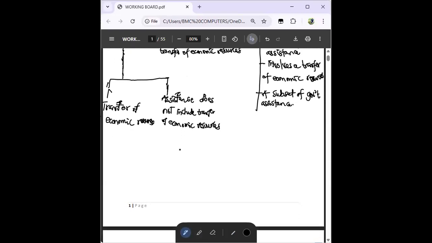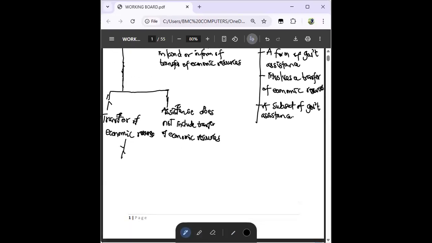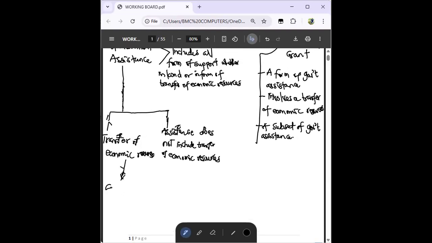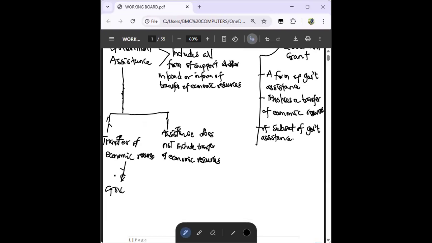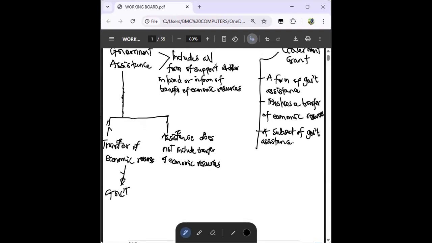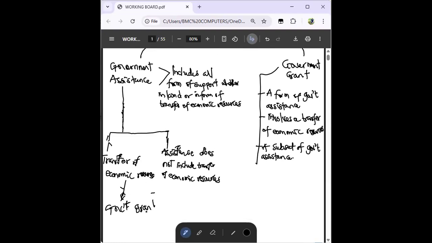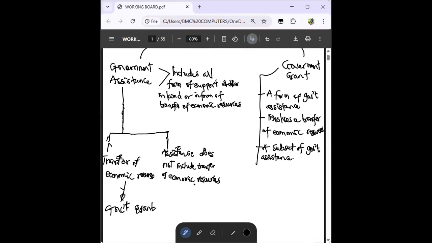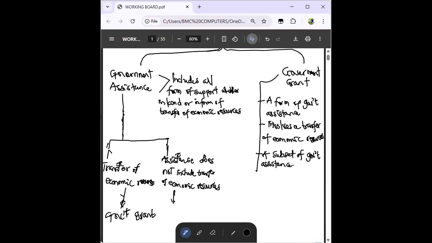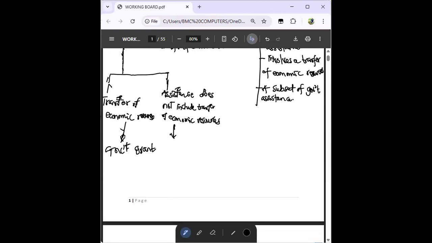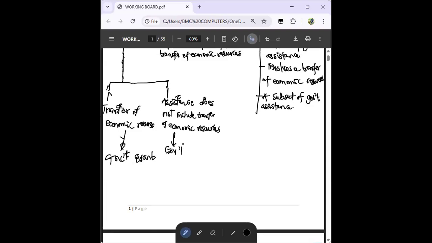Okay, so as we all know, the one that involves the transfer of economic resources, what is it? Government grants. And the one that does not include a transfer of economic resources is known as what? Government assistance. Just want to summarize the whole thing.